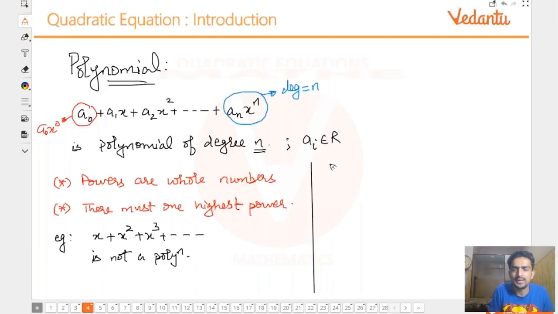When degree is 0, we mean constant polynomial. We name it constant polynomial. It will be of the form one constant, one number, and that's it. When degree is 1, we call it linear polynomial.